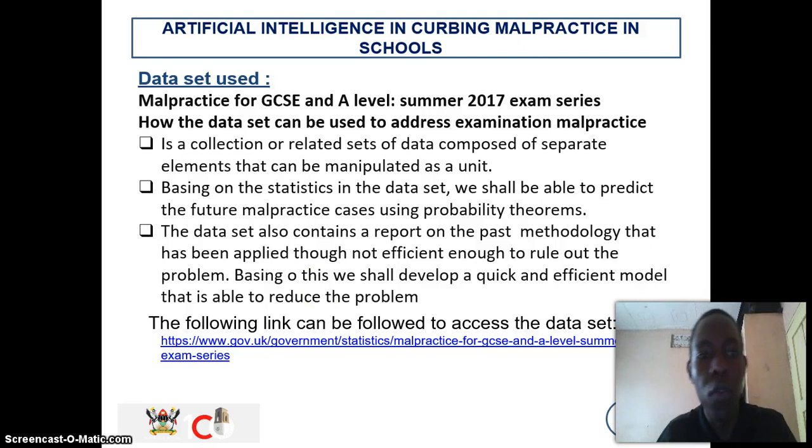The dataset selected for this project is the malpractice for GCSE and A level. This was done by the UK government in the summer 2017 examination series.